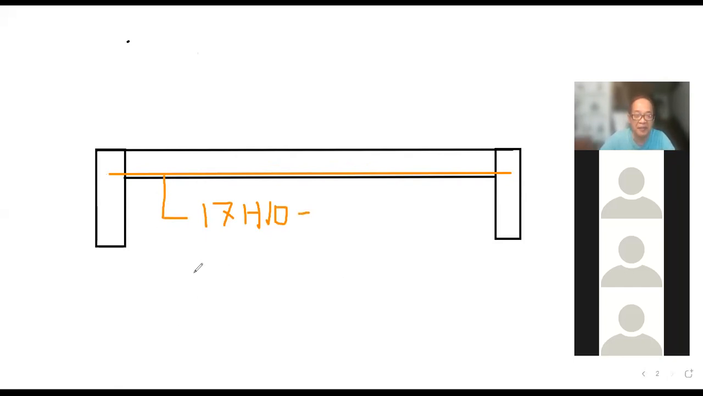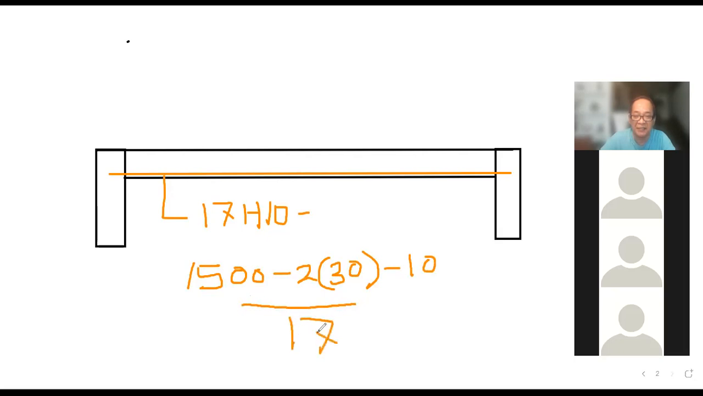We have a width lebar about 1500, lebar landing. Okay. Minus side cover kiri kanan, katalah saya ambil 30 mm. Okay. Minus bar diameter, minus 10. Bahagi 17. I have 17 bars.